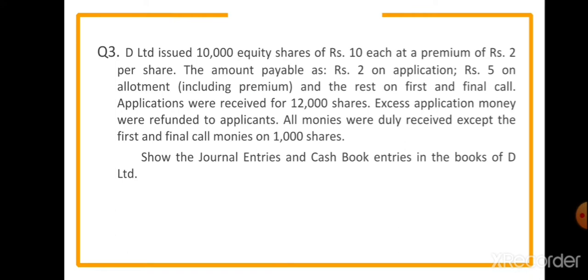D Limited issued 10,000 equity shares of rupees 10 each at a premium of rupees 2 per share. The amount payable as rupees 2 on application, rupees 5 on allotment including the premium, and the rest on the first and final call. Applications were received for 12,000 shares. Excess application money were refunded to the applicants. All monies were duly received except the first and final call monies on 1,000 shares. So show the journal entries and cash book entries in the books of D Limited.